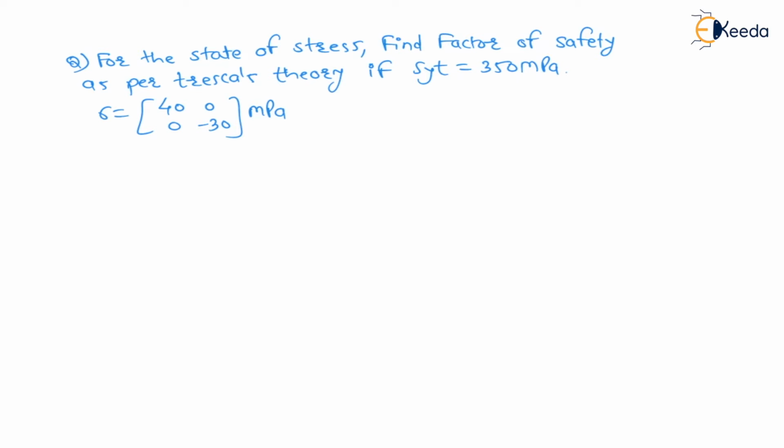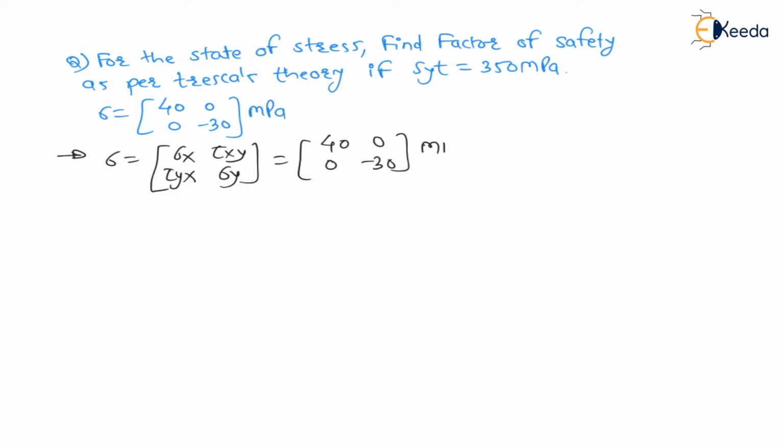Now see here the state of stress. The state of stress for 2D loading is sigma x, tau xy, tau yx, sigma y, which is nothing but here given 40, 0, 0, minus 30 MPa. This is how for 2D loading state of stress is written. Therefore, by equating the matrix, can I say sigma x is equal to 40 MPa, tau xy is equal to 0, which is nothing but tau yx, and sigma y is equal to minus 30 MPa.